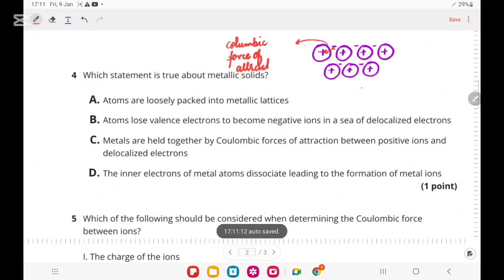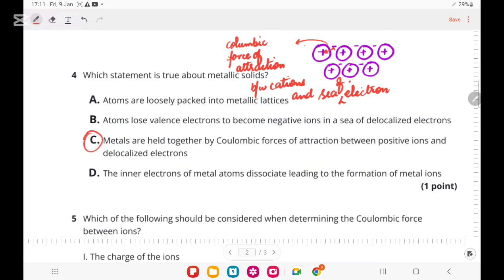So there is a strong electrostatic or Coulombic force of attraction present between cations and the sea of electrons, and because of that it is going to have a high melting point and boiling point. So option C is going to be the right one, which tells that there is attraction between positive ions and delocalized electrons. Why do we call them delocalized electrons? Because they are freely moving electrons, and metals conduct electricity because of them.